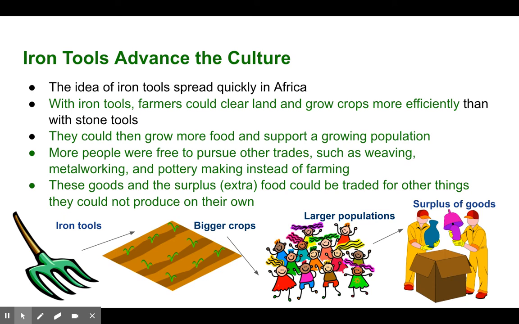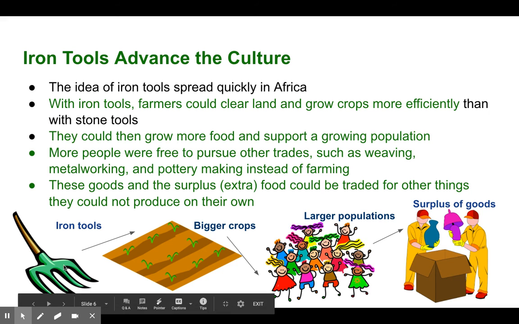This allowed more people to be free to pursue other trades such as weaving, metalworking, and pottery instead of farming. The use of these tools makes it so that more people have time for other ideas and for other things like metalworking, weaving, and pottery. These goods and the surplus, which means extra, food, could be traded for other things that they could not produce on their own. So we have sort of an image here of iron tools leading to bigger crops, which leads to larger populations, which gives us a surplus of goods that can be traded to other places.